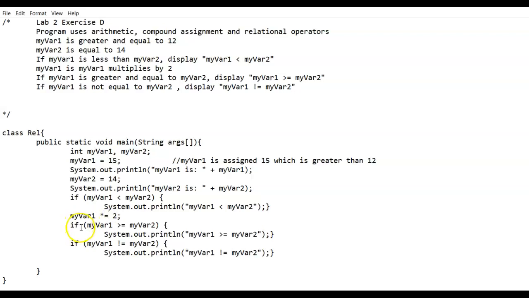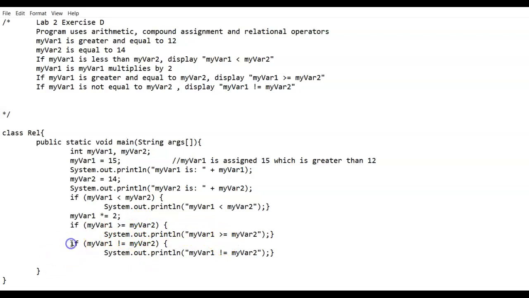Then I would have another condition using the if statement. In this next condition, we want to say that if myvar1 is greater than or equal to myvar2, then it's going to print out that it is greater than or equal to. For this condition, it would check to see if this is correct after the update, and if it is true, then it's going to print the statement.